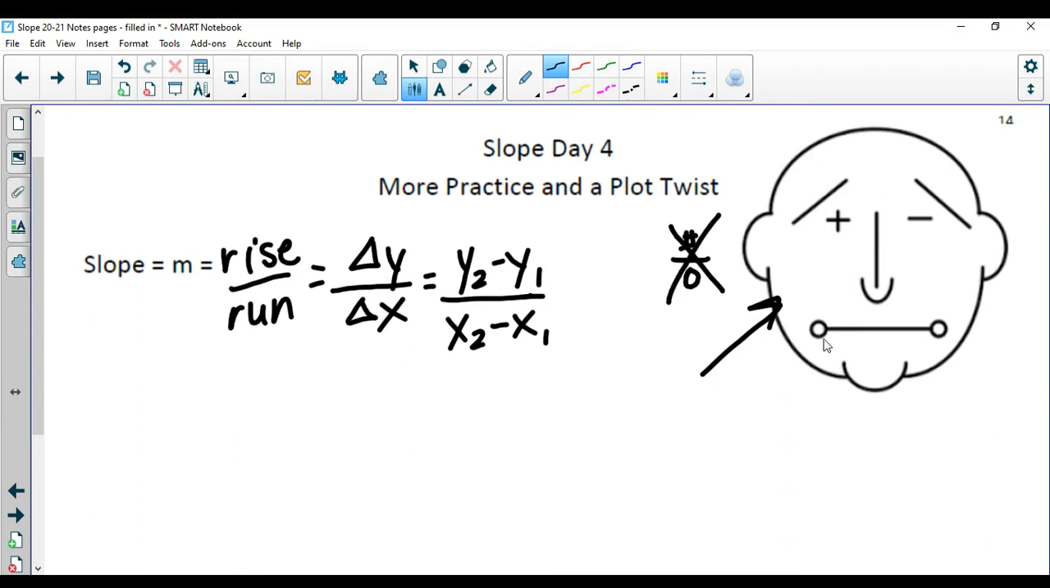His mouth going across here, this is 0 slope, which means you would have a 0 in your numerator and then a number down here in your denominator.